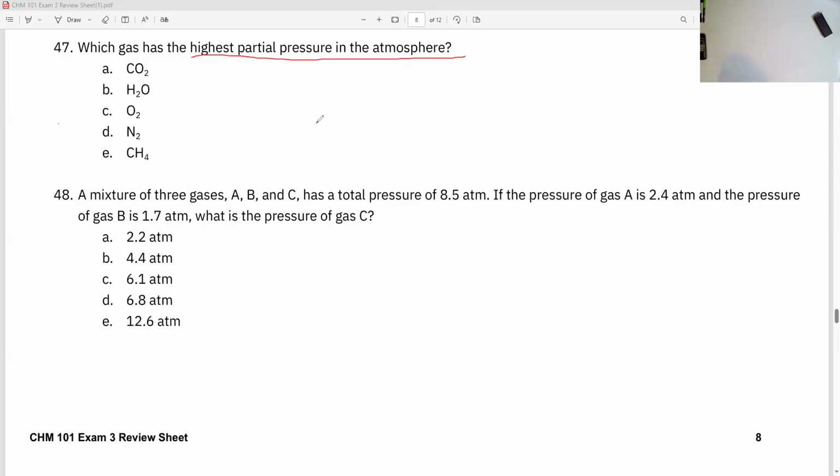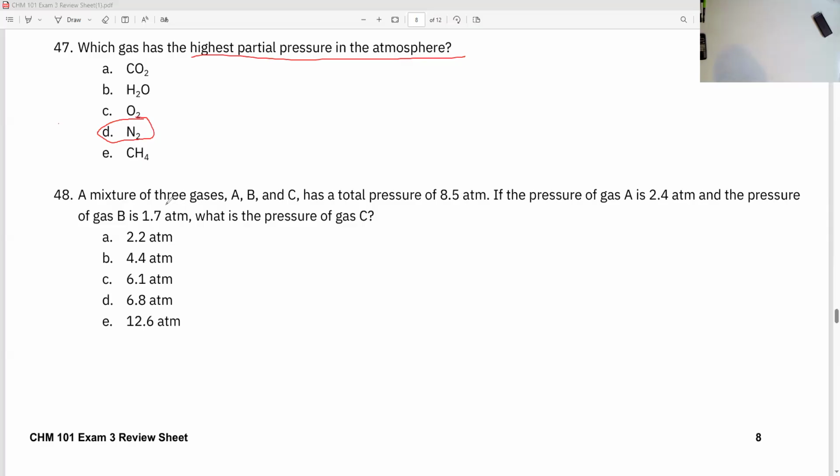Partial pressure is going to be based on amount. So the more of a particular gas that is present, the higher that gas's partial pressure will be in relation to the other gases that are present. So in the atmosphere, the most prevalent gas is nitrogen by a long shot. So nitrogen's partial pressure is going to be the highest.